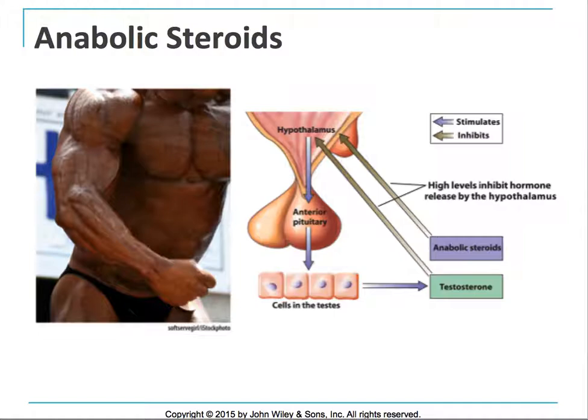Anabolic steroids, this comes right from your text. High levels inhibit hormone release by the hypothalamus and increase testosterone, which then affects the anterior pituitary and cells in the testes. This is just kind of showing you how that whole cycle works with the side effect impacting male reproductive organs.